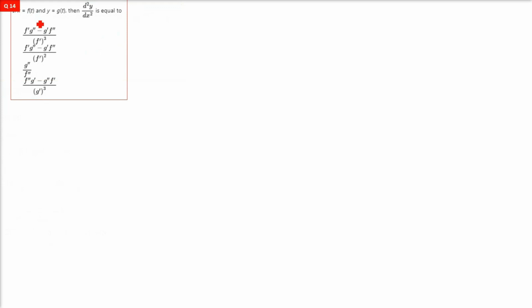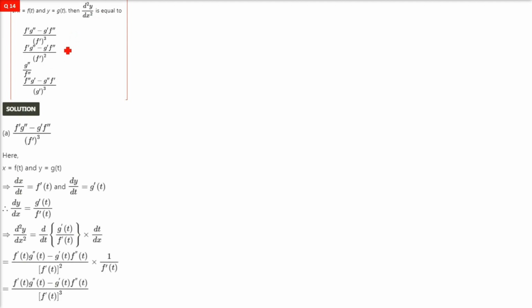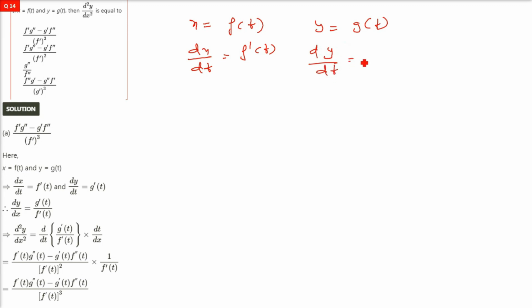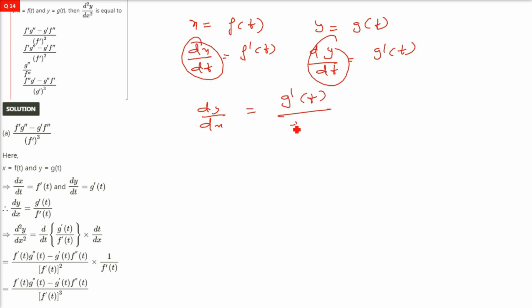Now x is ft, y is equal to gt. d2y by dx2 you have to compute. d2y by dx2. So this 12.2 exercise we have already done, but for the sake of completion we'll do it. X is equal to ft, y is equal to gt. So dx by dt is equal to f dash t, dy by dt is equal to g dash t, dy by dx is dy by dt divided by dx by dt. So that's going to be g dash t divided by f dash t.